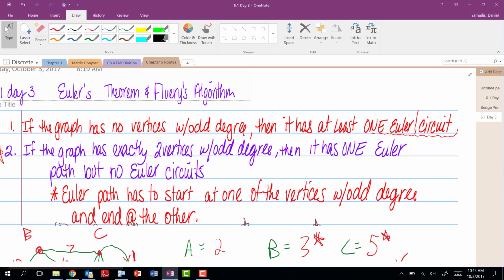Note to self on that Euler path. The path has to start at one of the vertices that's odd, and it will end at the other. Okay, and that's something you need to remember. And that's what I hammered down on at first, maybe a couple of those drawings on that bridge thing.